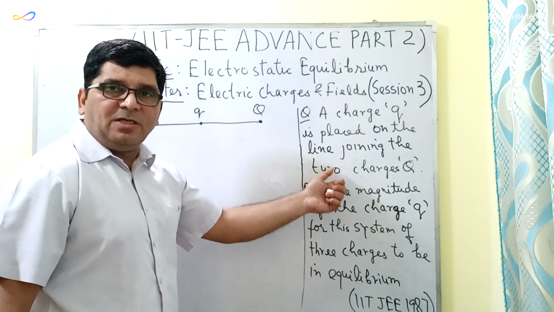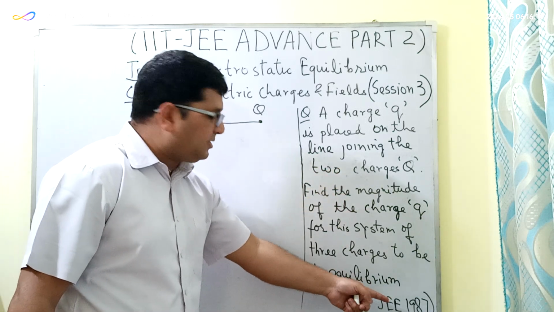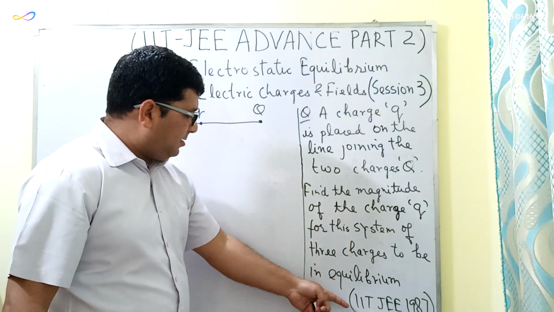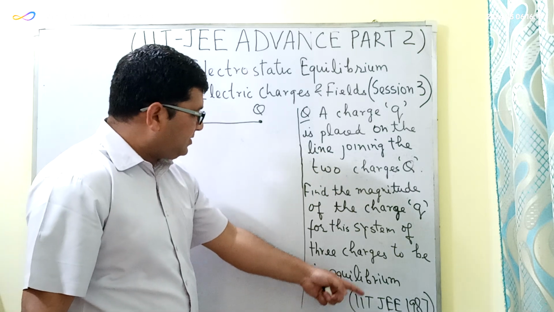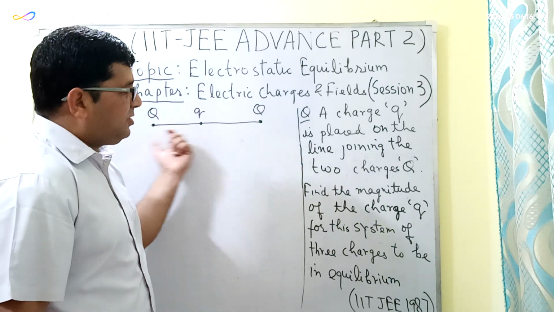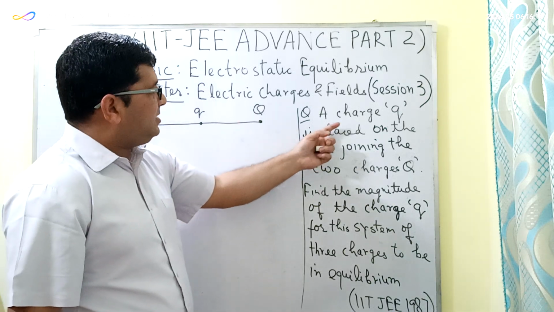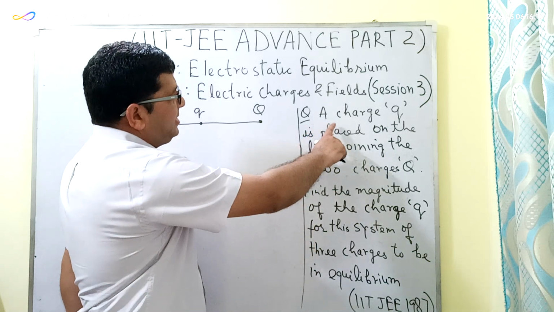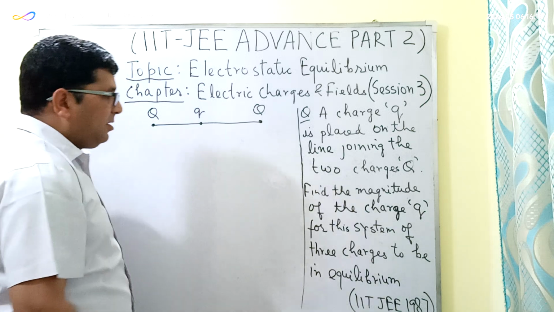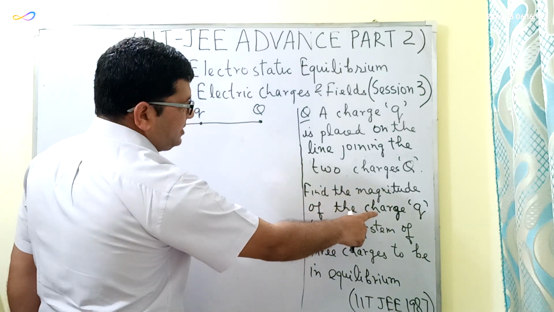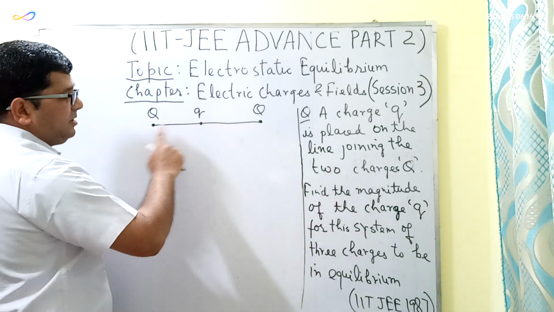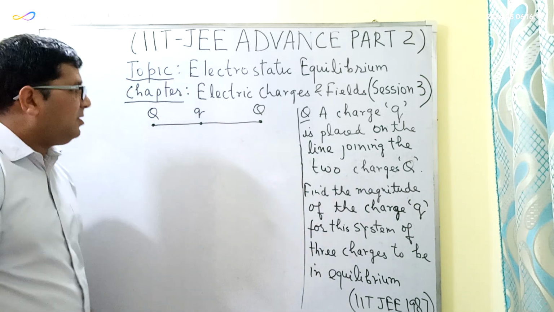A very similar question was asked in the IIT JEE 1987 examination, and in that question the charge was placed at the center of the line joining these two charges. But here I have simply manipulated this question, and I have written here that a charge small q is placed on the line joining the two charges. So we have to find the magnitude of the charge small q for this system of the three charges to be in a state of equilibrium.